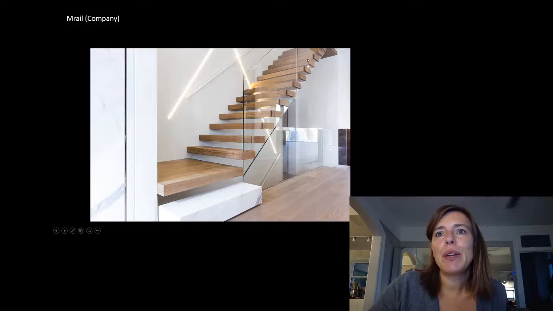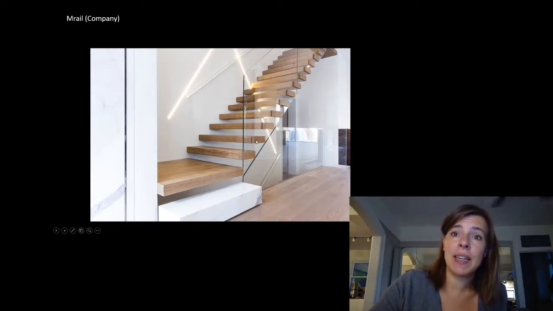I thought this one was really cool because they've built it so that the actual couple of the glass is hidden in the stair tread. They've come back and capped it all, so you can't even see it.